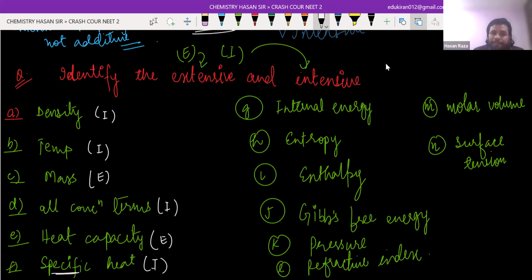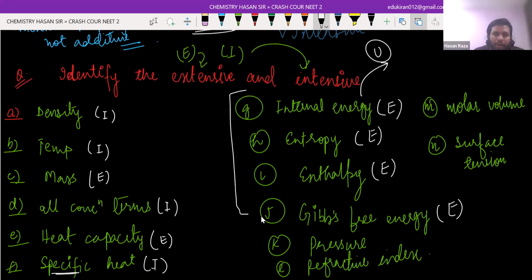Coming to internal energy. Internal energy depends basically on the number of moles, that's why it is extensive. Entropy also depends upon the number of moles. Enthalpy is extensive. All these properties are very important in this chapter: internal energy, entropy, enthalpy, and Gibbs free energy, because we need to study them deeply.